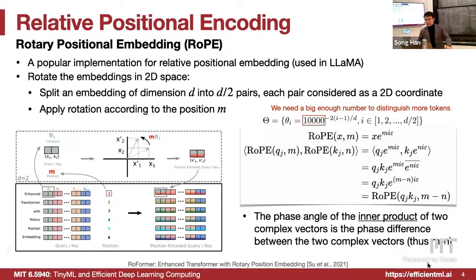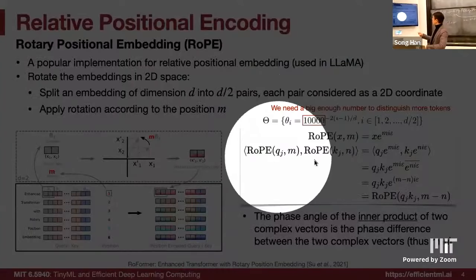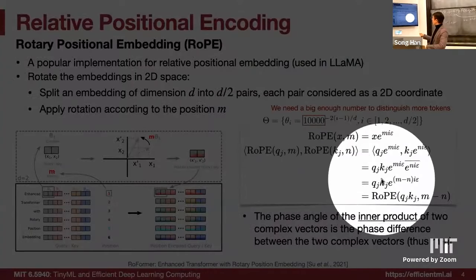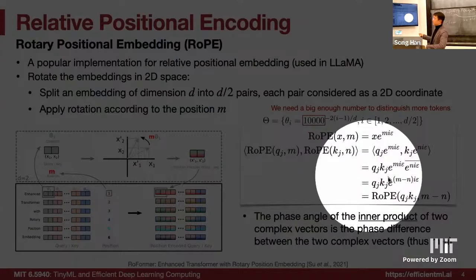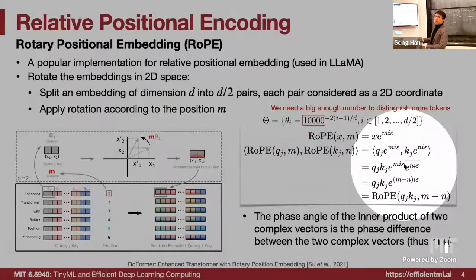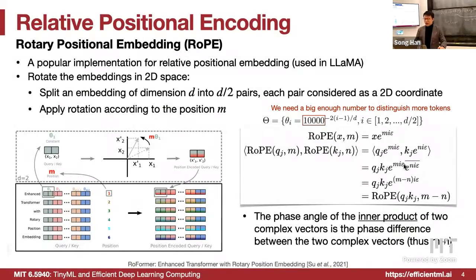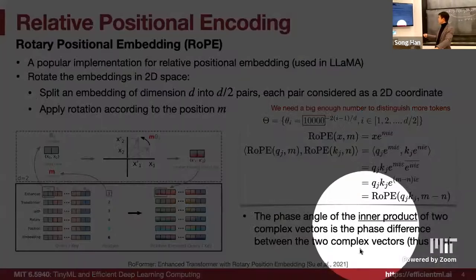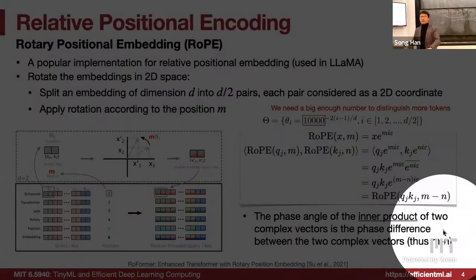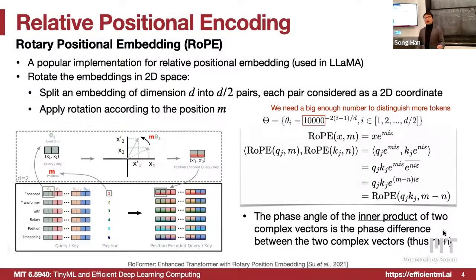Okay, and then we can see on the right-hand side, when we are doing the attention between Q and K, it becomes the multiplication of their magnitudes and the subtraction, m minus n, of their angles. The phase angle of the inner product of two complex vectors is actually the phase difference between the two complex vectors, m minus n. So the result is only related to the relative position m minus n.